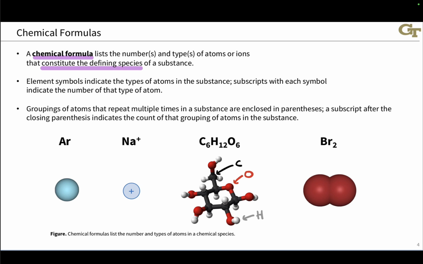What you'll notice is there are 6 carbon atoms, 12 hydrogen atoms, and 6 oxygen atoms, and the subscripts in the chemical formula indicate that. C6 is the way we read it. That indicates 6 carbon atoms. H12 indicates 12 hydrogen atoms. O6 indicates 6 oxygen atoms. So to the right of the element symbol, a subscript indicates the number of that type of atom in the chemical species. Br2, another example of a molecule, much simpler. We have 2 bromine atoms linked like this. This subscript 2 indicates the 2 bromine atoms, and the Br element symbol indicates that we're talking about bromine atoms here.